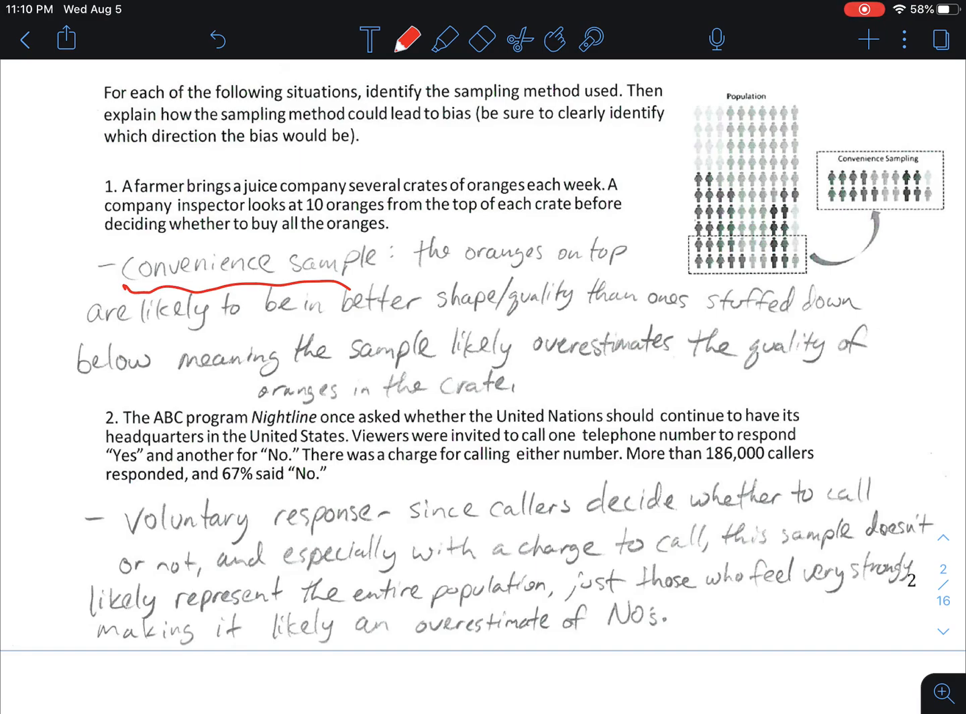But also if he's been driving around all day, the ones on the bottom, not many people when they go to the grocery store are digging down to the bottom because they know that those have been bruised and bumped all day long, right? So the ones on top are likely to be better quality for any of those reasons. Meaning the sample likely overestimates the quality of oranges in the crate, right? The company is likely to see better quality from these 10 oranges than if they did all of them, or if they did a random sample of all of them and got some good and some bad, okay?